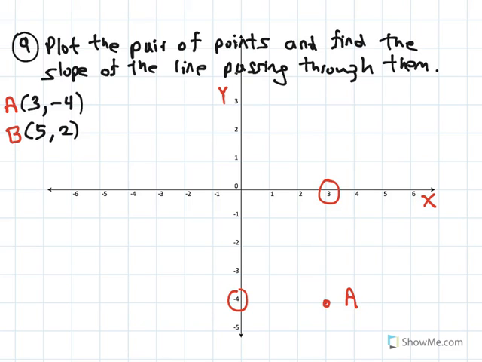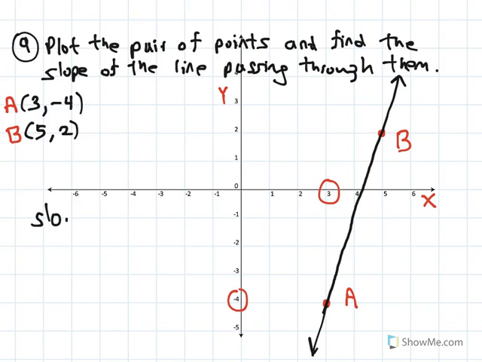That's point A. And point B has coordinates (5, 2). x is 5 and y is 2. So here's the point B. So now this is the line passing through the 2 points, and we want to find the slope of this line.